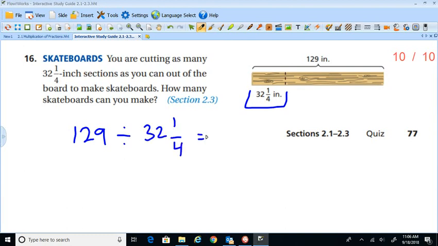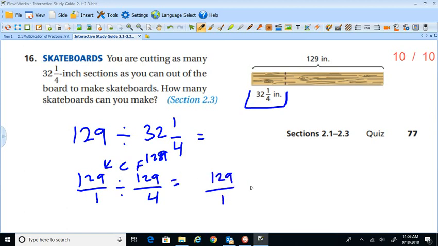And we'll solve this with 129/1. And 32 times 4 is going to be 128 plus 1 is 129/4. We're dividing, so we're going to keep, change, flip. So we end up with 129 over 1 times 4 over 129. Luckily, we can cross simplify this one. We end up with 4 over 1, which equals 4. We can make 4 skateboards.